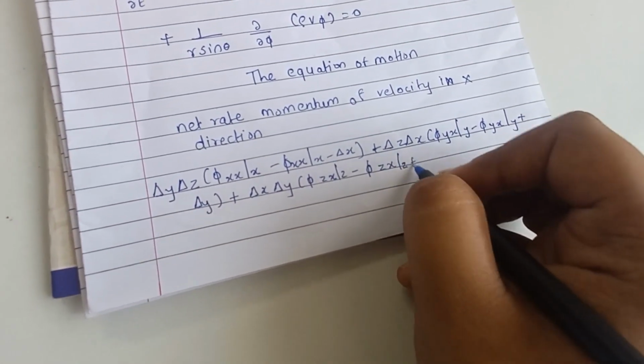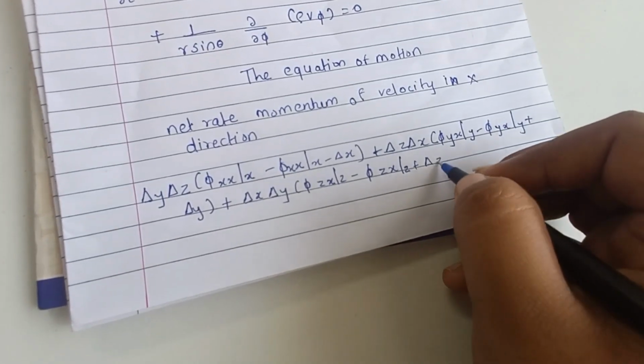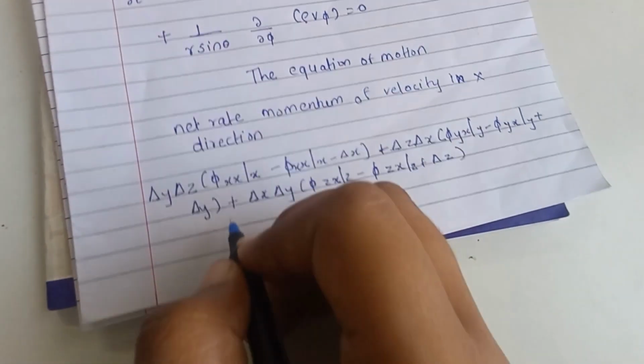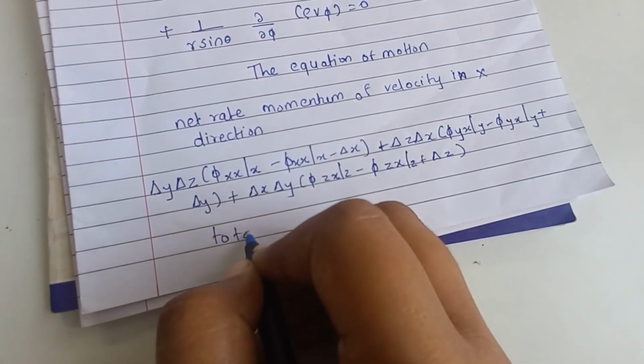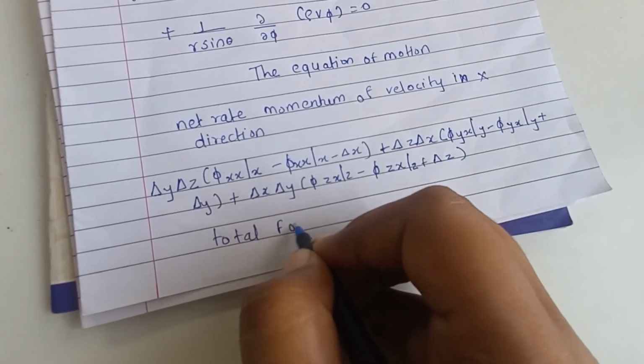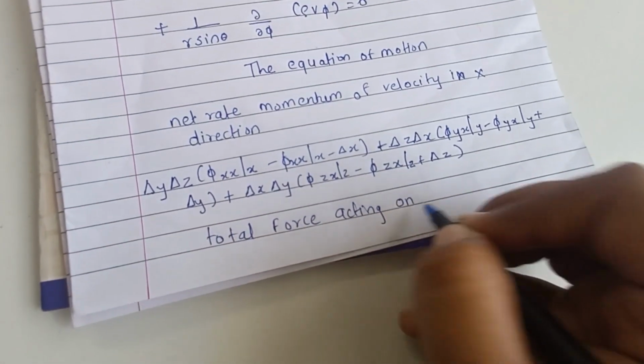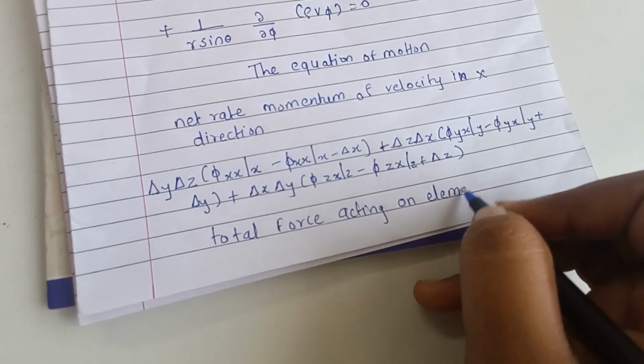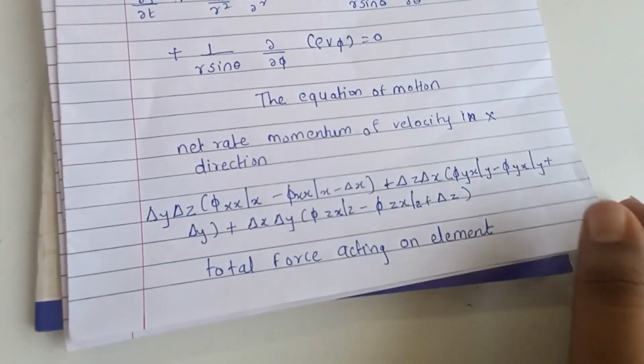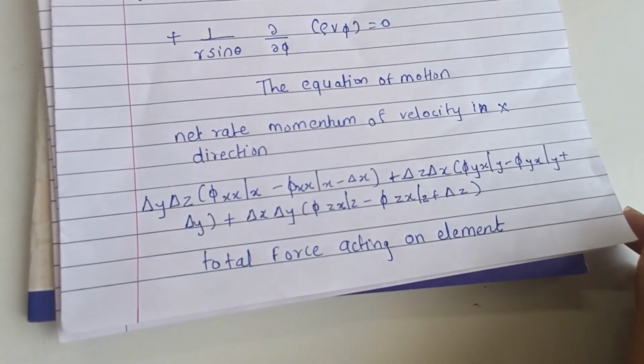Momentum means flux into area. So here we are dealing with velocity in the x direction. We are considering the flux that changes with respect to the x, y and z directions, that is phi xx at x minus phi xx at x plus del x, into area. As I mentioned, it is the momentum, that is area into flux.